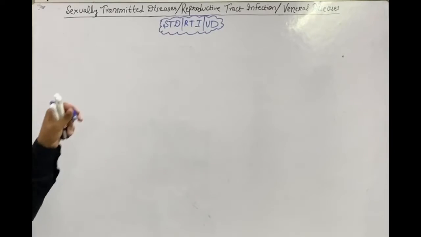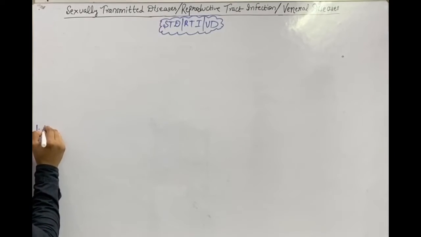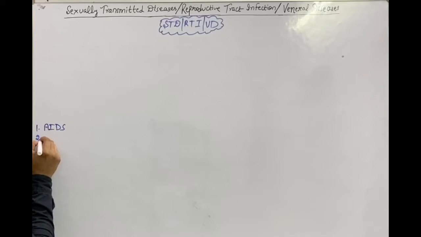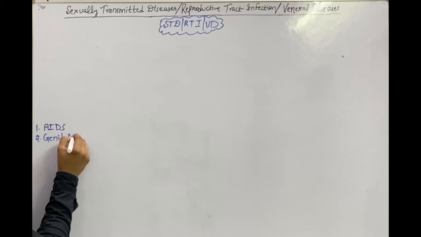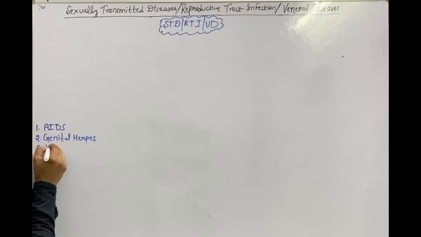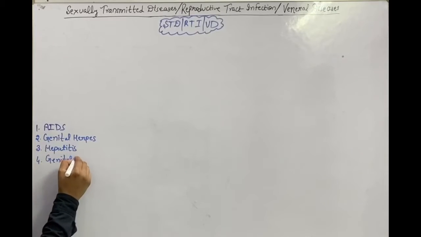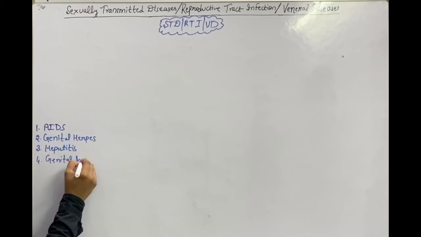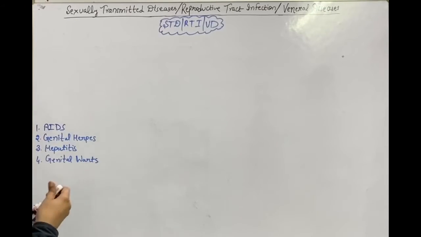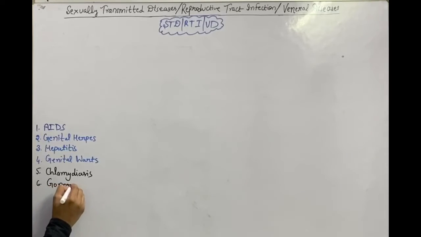Some examples of these diseases are AIDS, genital herpes, hepatitis, genital warts, chlamydiasis, gonorrhea or clap, syphilis, and trichomoniasis.